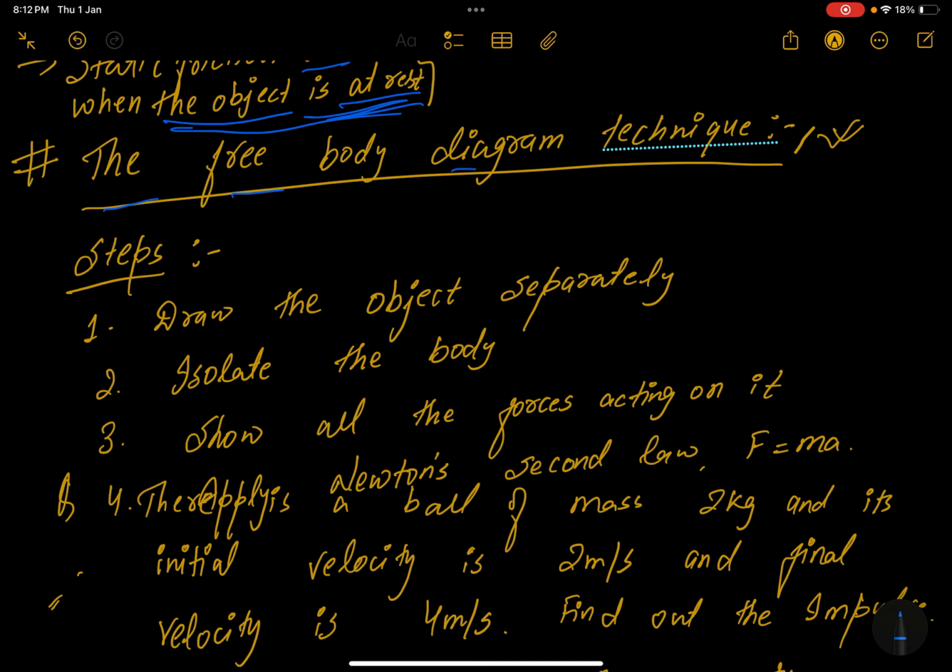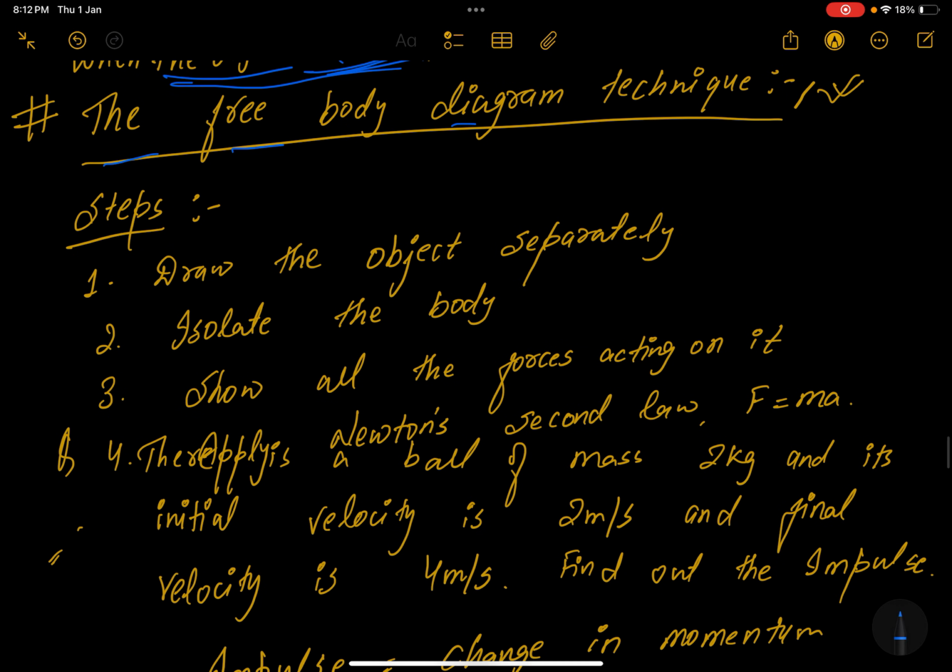You can see your numerical clearly: what is happening, what the question is asking, and what the question has already given. You can see all the things very clearly, what forces are acting, and then it is easy to solve the numerical. So always try to draw a free body diagram in physics.